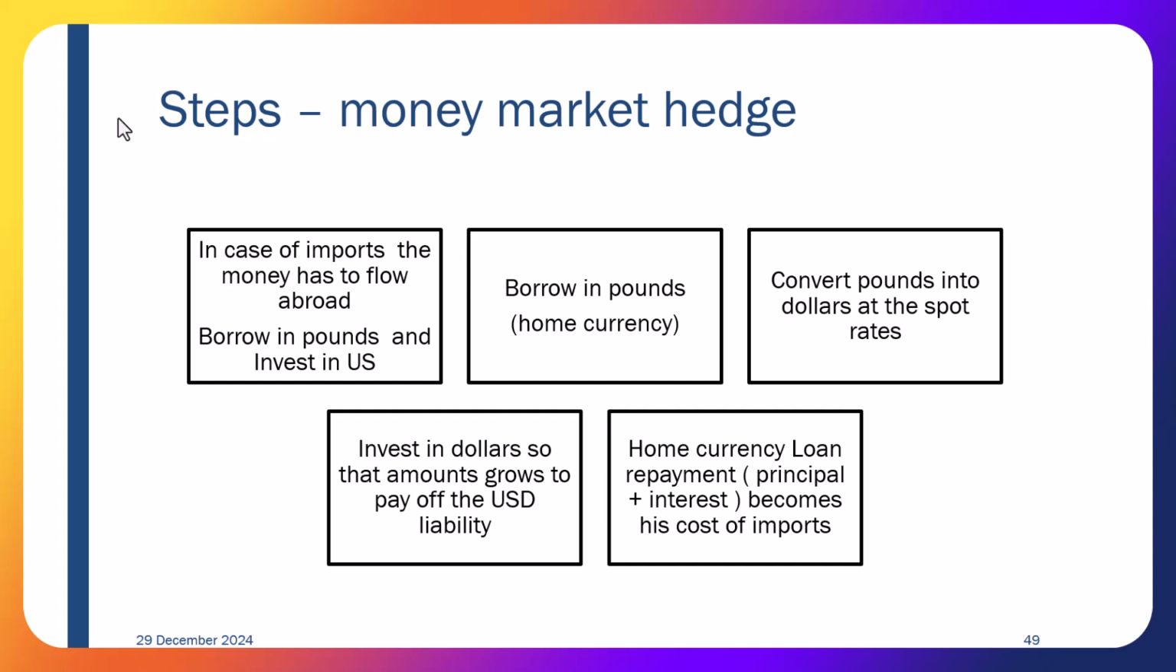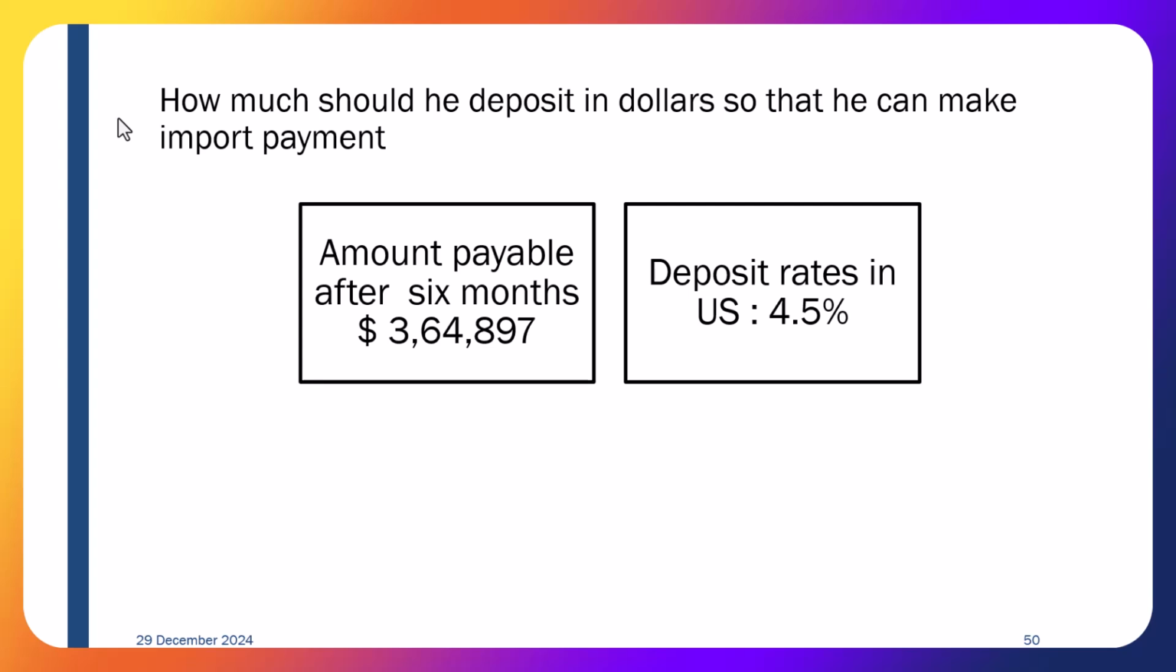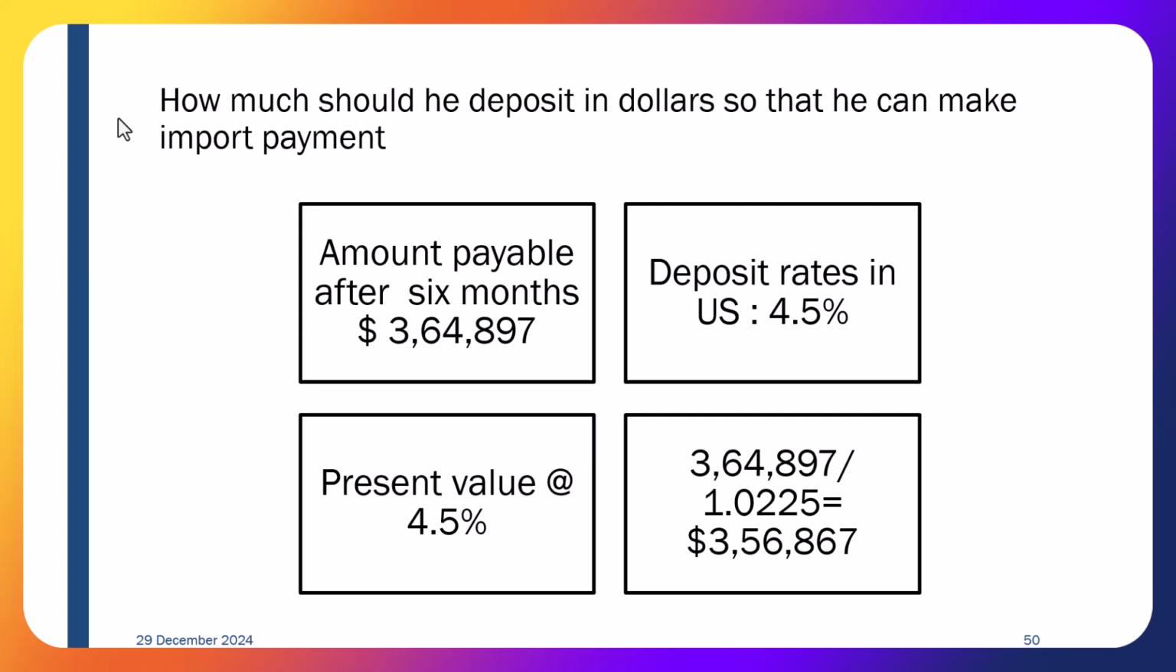Okay, so now let's start the process. Amount payable after 6 months, how much? 3,64,897. Now we have to move backwards here. What is the deposit rate? 4.5%. You have to invest there, and borrow in your home currency, pounds. So first decide how much money you need in US dollars. In England, okay. So that means you should invest 3,56,000 in America, so that it will grow to 3,64,000 because the deposit rate in America is 4.5%.